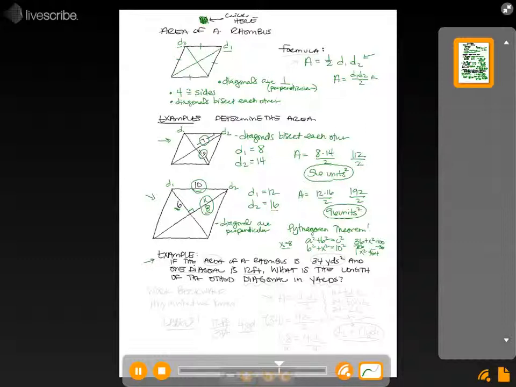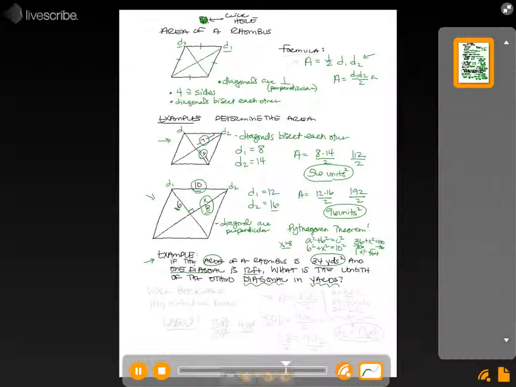Last example here, a word problem. It says, if the area of a rhombus is 34 yards squared and one diagonal is 12 feet, what is the length of the other diagonal in yards? Okay, a couple things going on here. We know that the area is 34 yards squared. Now, one diagonal is 12 feet. Notice that's a different label. And then we're finding the other diagonal in yards.